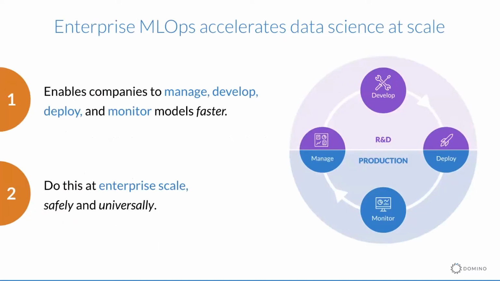So that leads us to the next item, and that is really talking about enterprise MLOps and how it can accelerate data scientist scale. Domino is a pioneer in a new set of processes and technologies that enables companies to really overcome the challenges of data science at scale. And enterprise MLOps allows companies to really progress through the end-to-end data science lifecycle to manage, develop, deploy, and monitor business critical models faster. And they're able to do this at enterprise scale. And with this requisite, they're able to cover security, governance, compliance, reproducibility, and auditability that are required to do this safely and really universally at the organization.